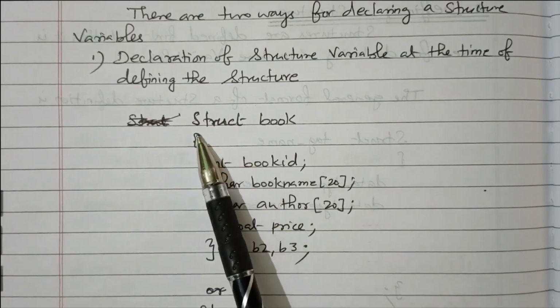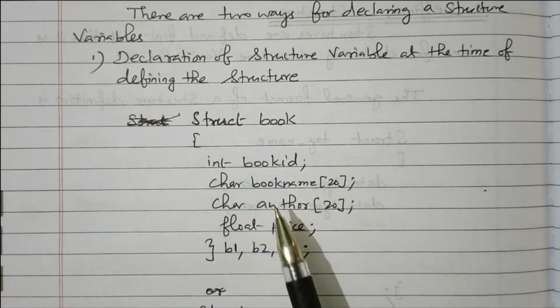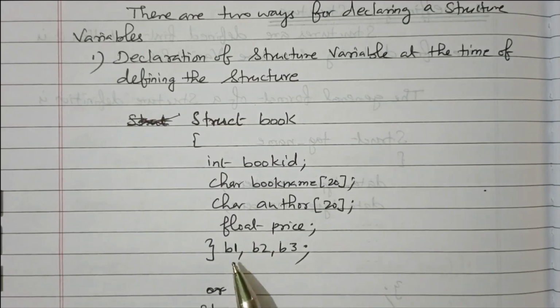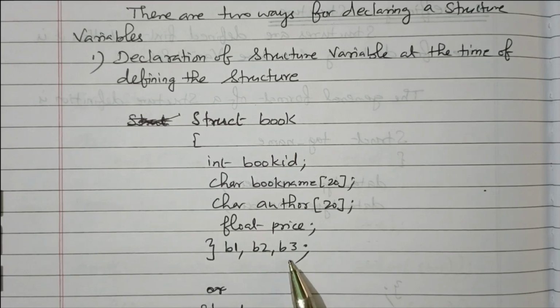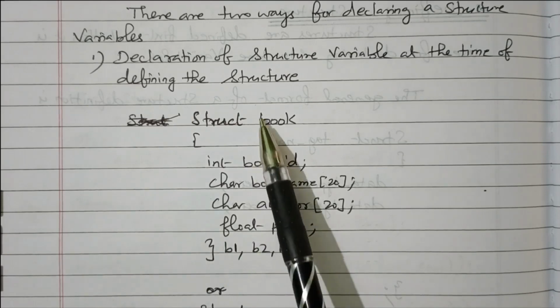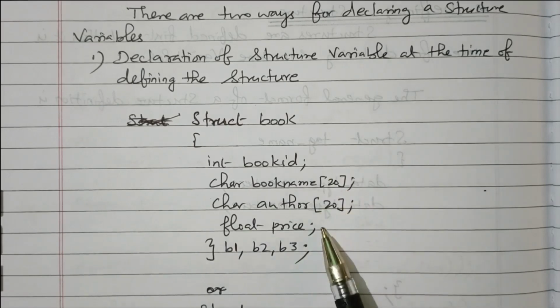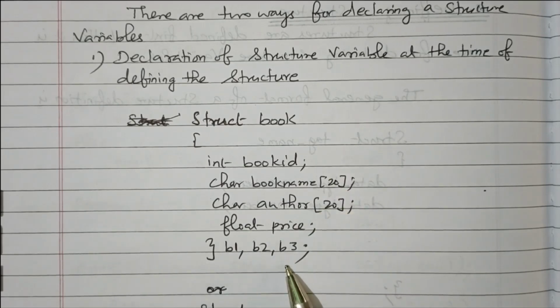So this is the struct keyword. The structure name is book. Here inside we have book ID, book name, author name, price. So B1, B2, B3 are the structure variables. So we can use three sets of data, right? This set of data we can use three times. B1 refers to the first book, B2 refers to the second book, B3 refers to the third book, right? So this is the structure definition. We declare three structure variables, B1, B2, B3. So during the definition itself, the structure variables are declared.